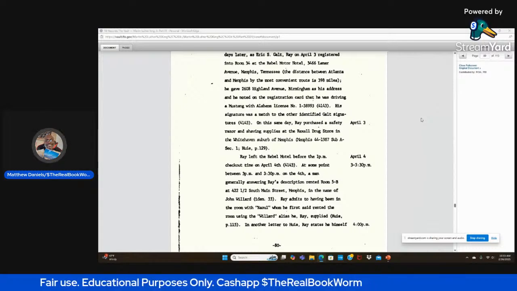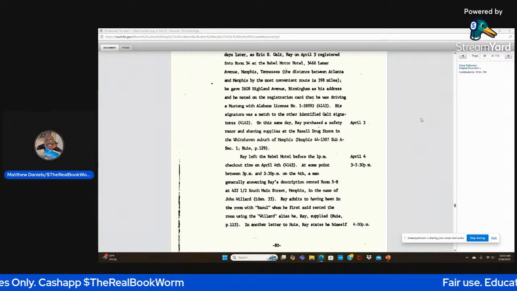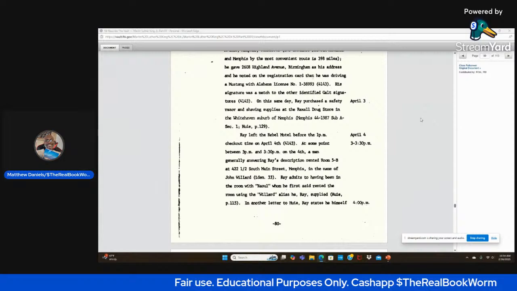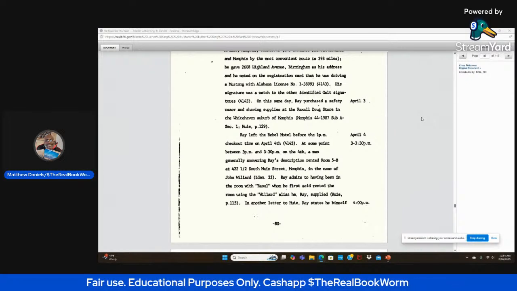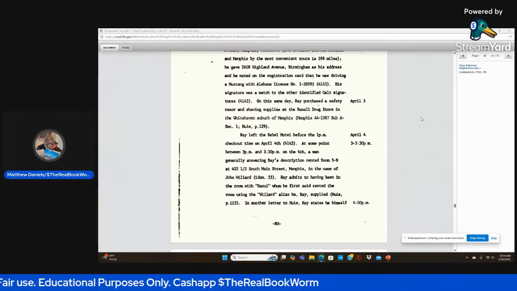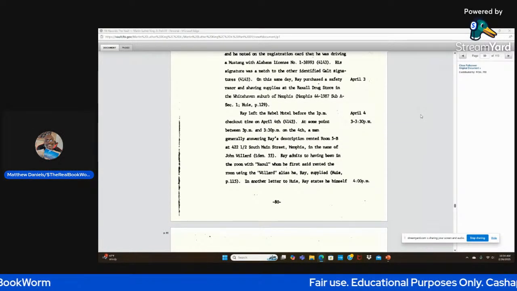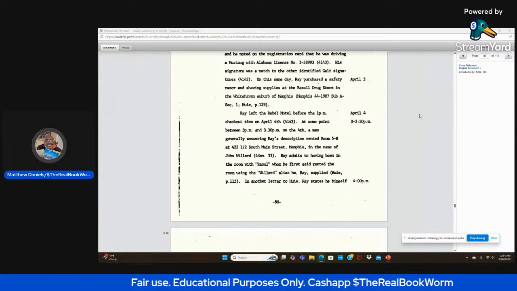On this same day, Ray purchased a safety razor and shaving supplies at the Rexall drugstore in the Whitehaven suburb of Memphis. So now he's doing business in Memphis the day before King is assassinated. He got the gun. This is like a complete shift from what he's been doing. Ray left the Rebel Motel before the 1 p.m. checkout time on April 4th.